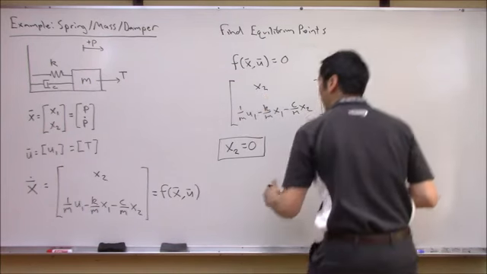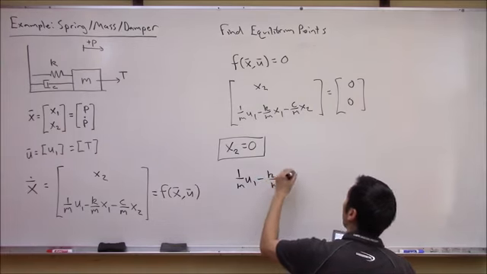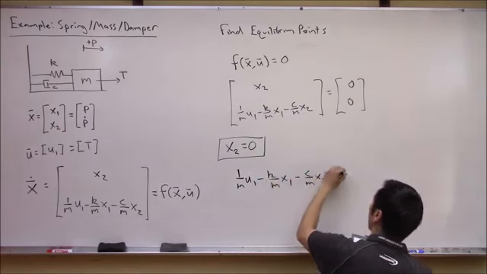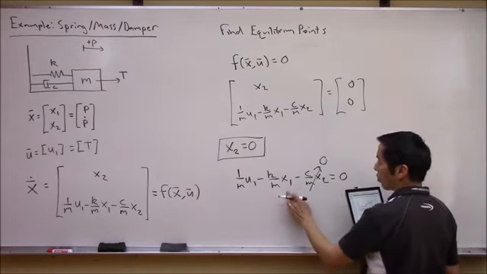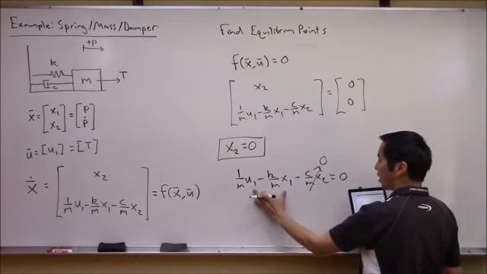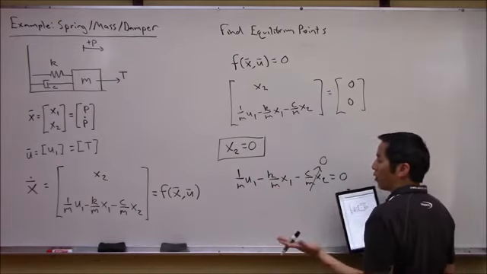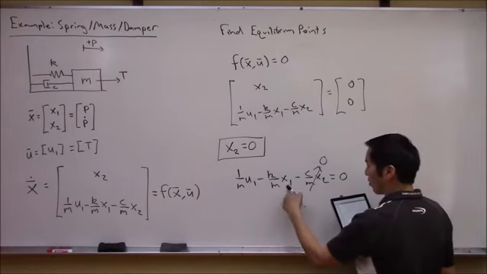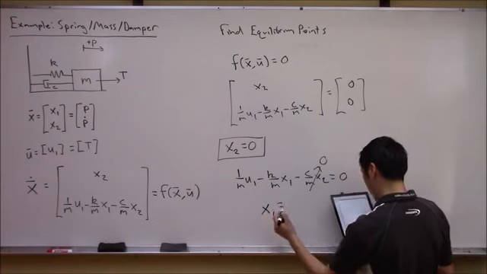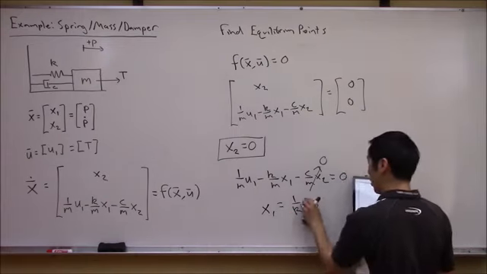Now, substituting that into the second row, we now have 1 over m u1 minus k over m x1 got to equal 0, but we said this x2 has got to be 0 from the first relationship. So this is what we end up with. We see that actually right here we end up with one equation and two unknowns. So really there's a relationship between x1 and u1 that will yield an equilibrium situation. By solving for that relationship, let's solve for x1. We basically end up with x1 is equal to 1 over k times u1.